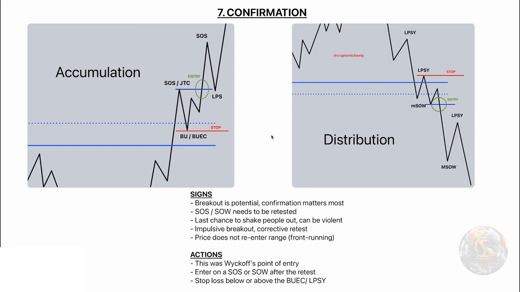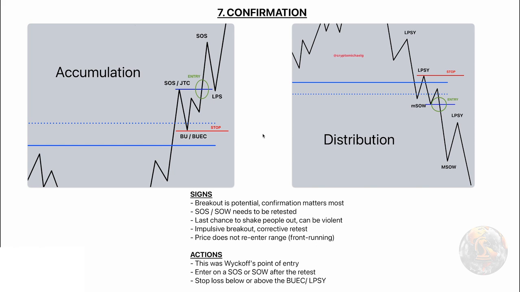All right. So what do we do? How do we actually trade this? This is the important part. This is where Wyckoff traded. This is exactly how he traded it. So you can start with this as a frame, and from there you can enter your own trading rules if you want. So you enter on the show of strength or show of weakness after the retest, and you put your stop loss below or above the BUEC or the LPSY.